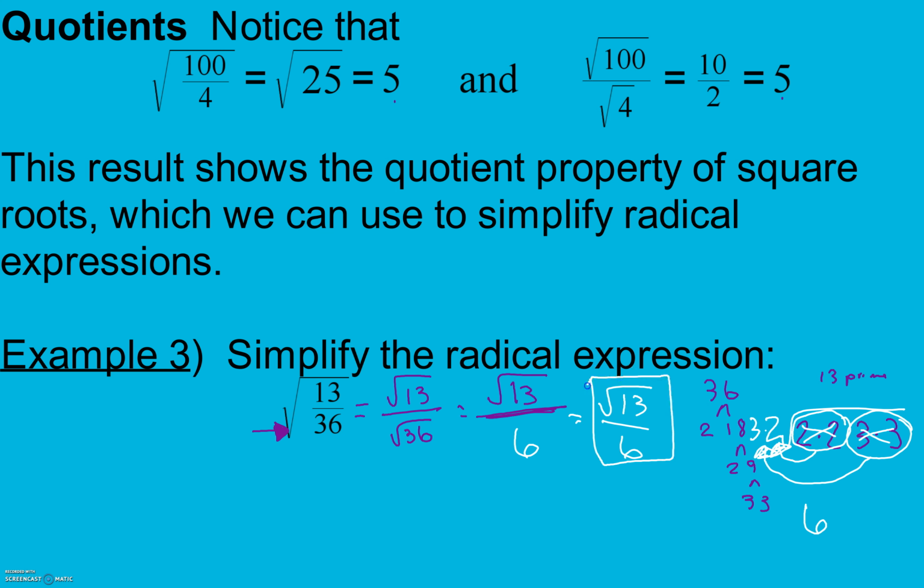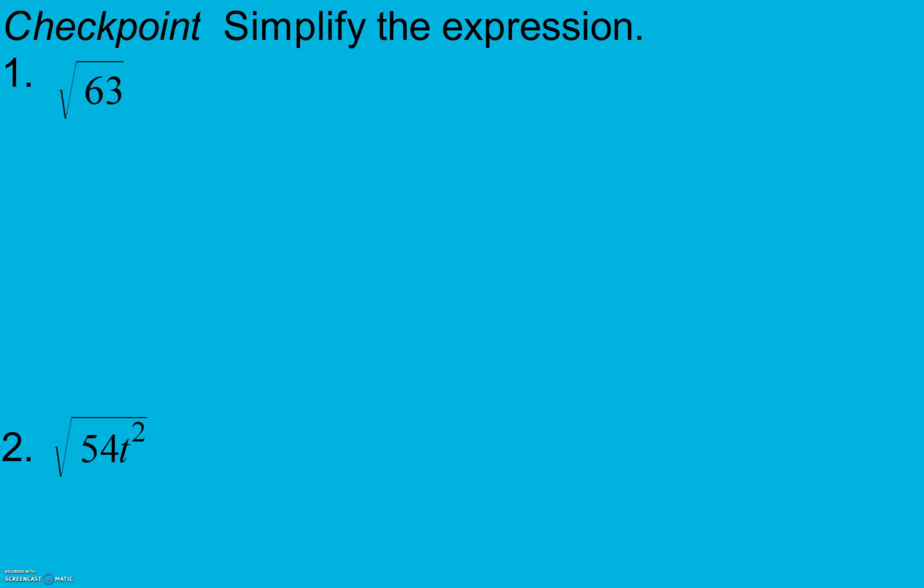And make sure that our simplified pieces stay in the same part of our fraction. So the 13 was in our numerator. It stays in the numerator. Our 6, which is the square root of 36, stays in our denominator. Now, feel free to pause here and give these a try if you'd like.